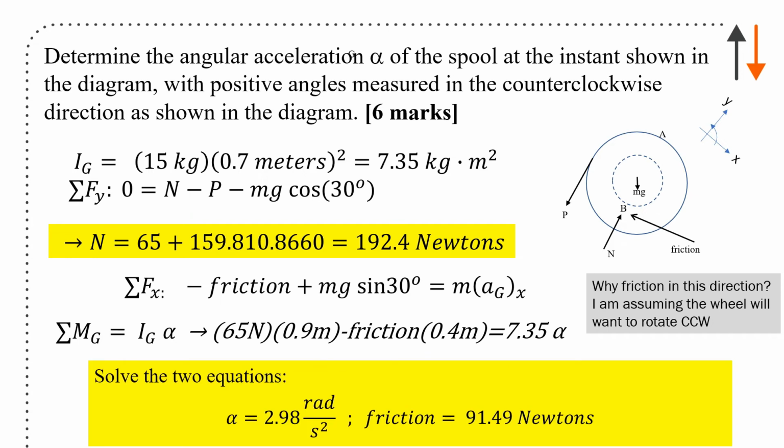Solve the two equations and get alpha equals 2.98 rad/s squared, and then friction, which is equal to 91.49 newtons, acting up the ramp. It's a negative value, but I have correctly guessed the direction.